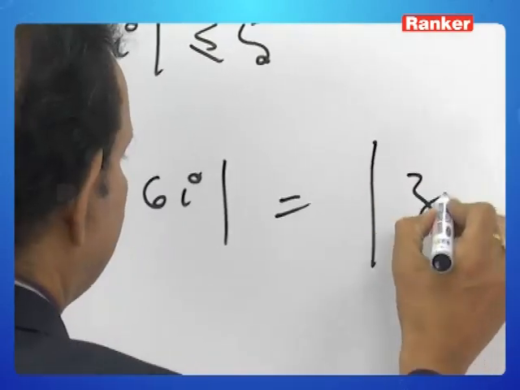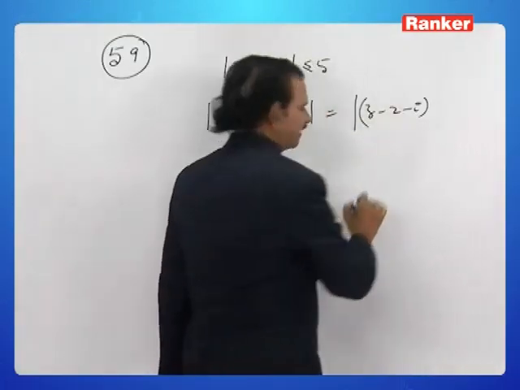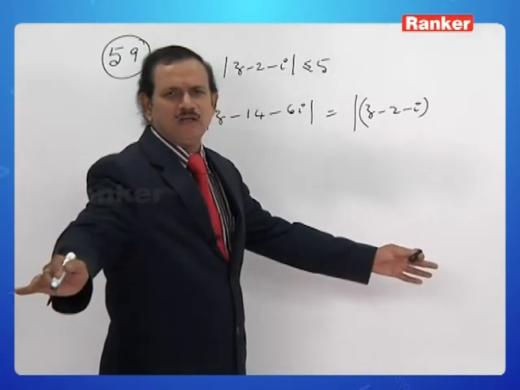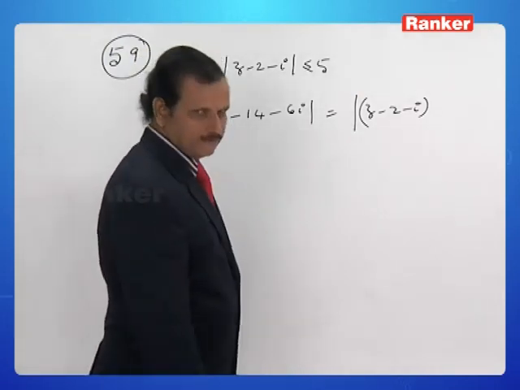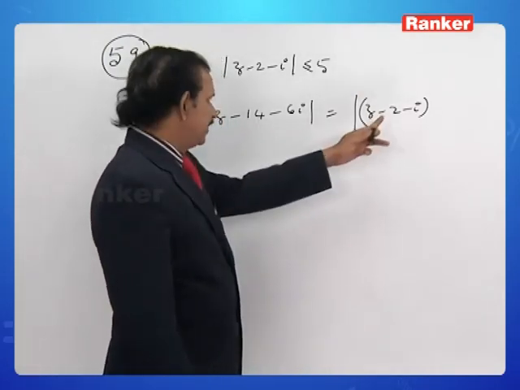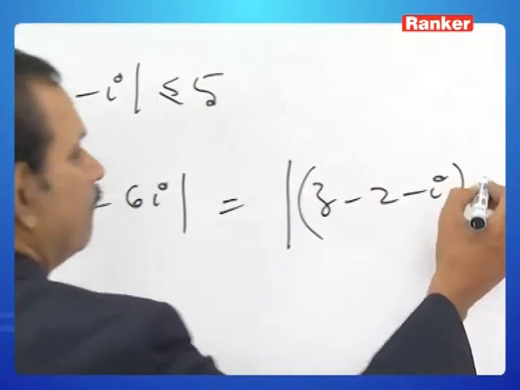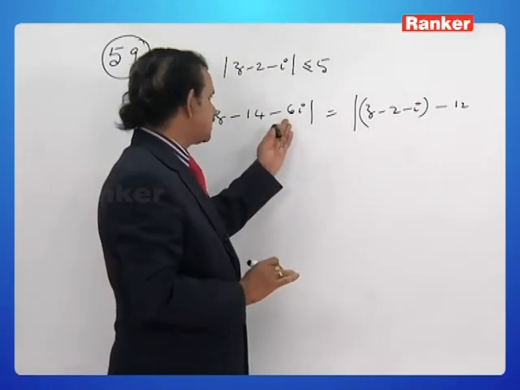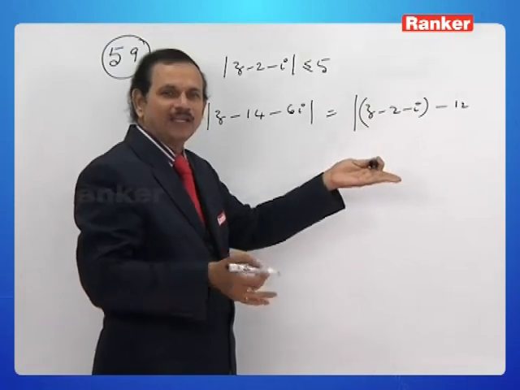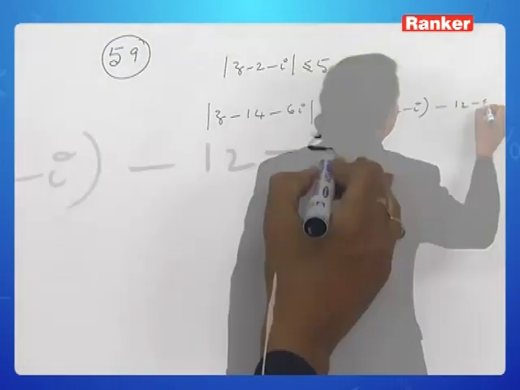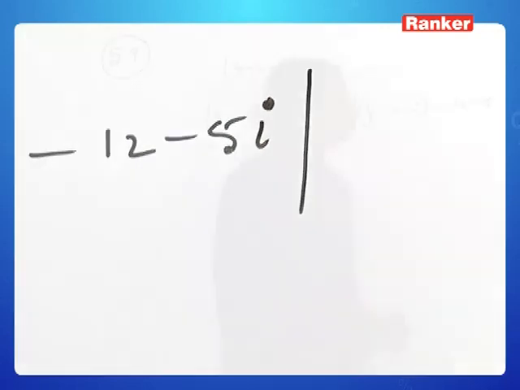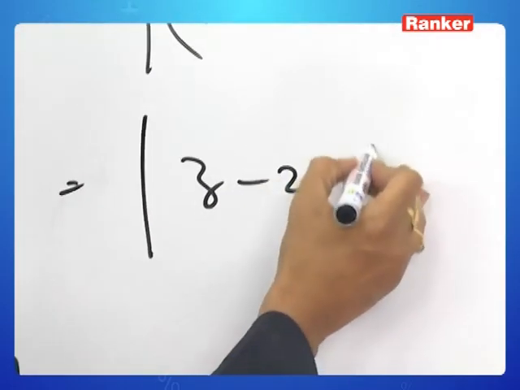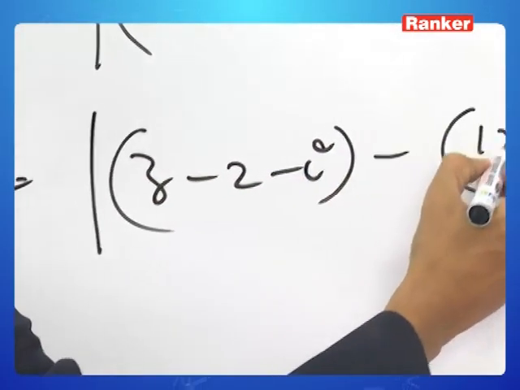This is mod z minus 2 minus i. Write it first of all. We want to have it at all, that's all. That is why I have written this. Now, this is minus 14, but here it is minus 2 only. Minus 12, so constants are balanced. It is minus 6i, but here it is minus i only. So still we must require minus 5i. Therefore, this is equal to modulus of z minus 2 minus i minus 12 plus 5i.